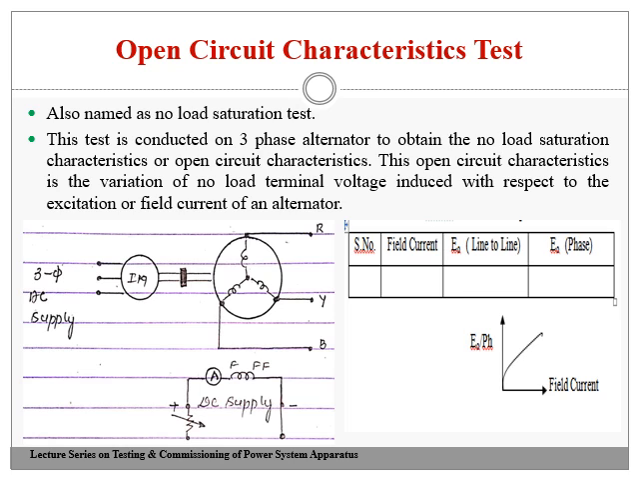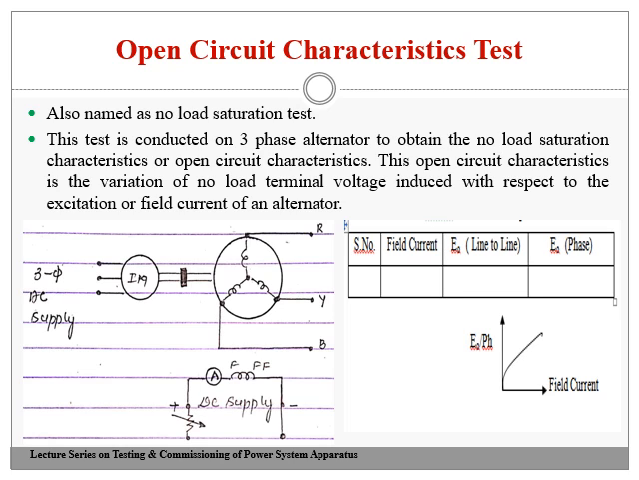In this test, the alternator is connected as shown in the diagram here. It is coupled to an induction motor, which is the prime mover. The three-phase induction motor is coupled to the alternator, and we give a DC supply to the field winding. It is a separately excited machine, that's why we give excitation voltage.